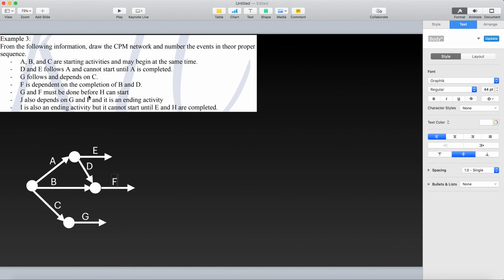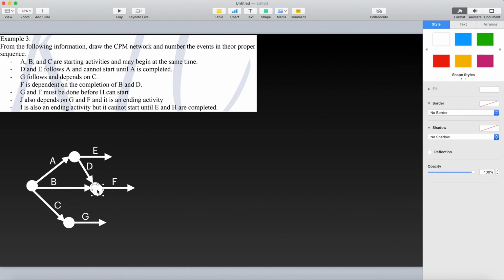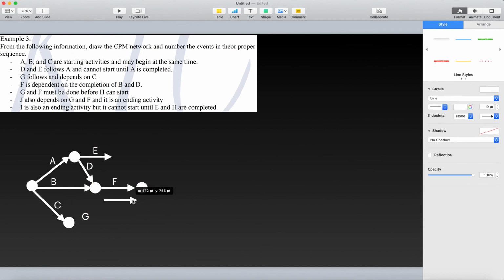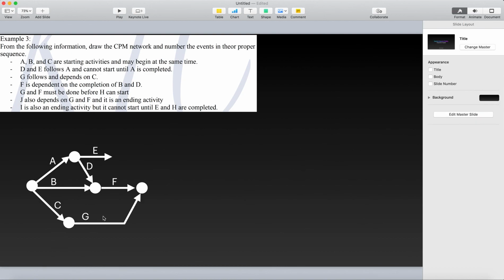Then G and F must be done before H can start. So G and F should be done. So these two will join together. So what I'm going to do is to place another node here. And I am going to connect G here. Okay. So I'm going to place G here. So what we will do, I'll just insert a straight line there. Okay. So it would be connected still. Okay. Then increase the line width. Okay. So that is activity G.